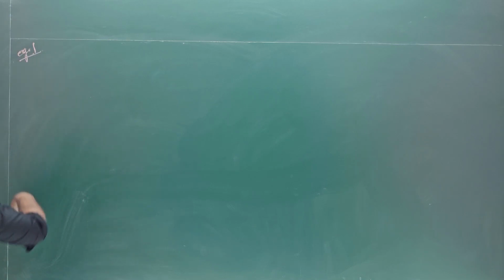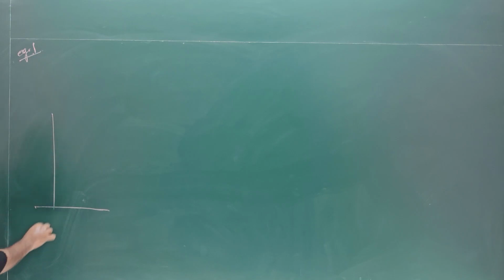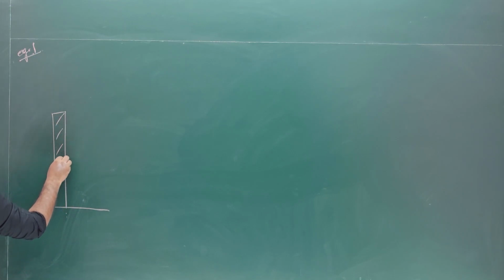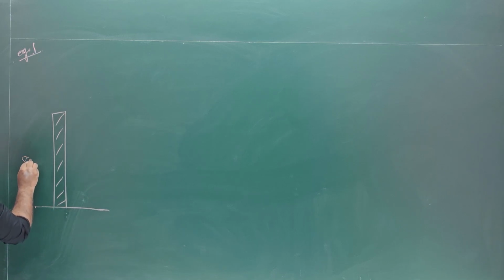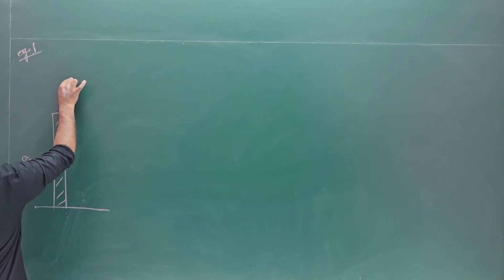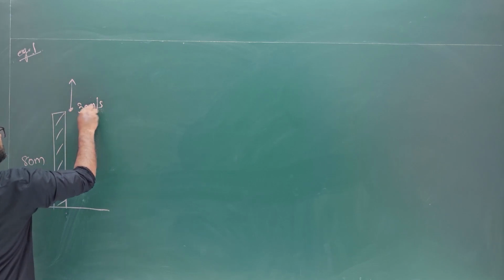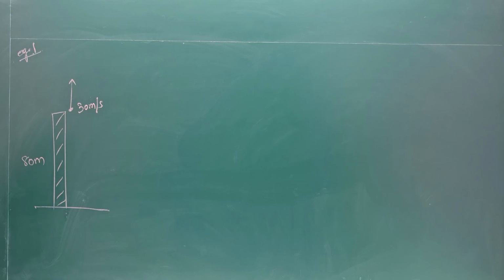Example number 1 on this topic. So consider here, height is given. The height of the building is 80 meters. And the object is here, and this object is projected with initial velocity 30 meters per second. I will do one, then I will provide you the next question. You have to tell me the answer.